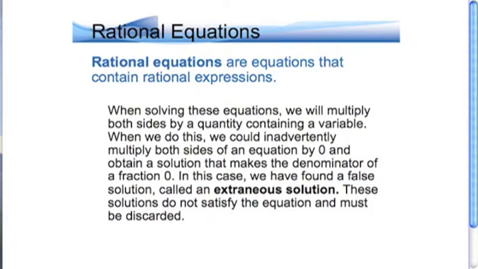Okay, let's talk now about rational equations. Rational equations are equations that contain rational expressions. When solving these equations, we will multiply both sides by a quantity containing a variable. When we do this, we could inadvertently multiply both sides of an equation by 0 and obtain a solution that makes the denominator of a fraction 0. In this case, we have found a false solution, also called an extraneous solution. These solutions do not satisfy the equation and must be discarded.